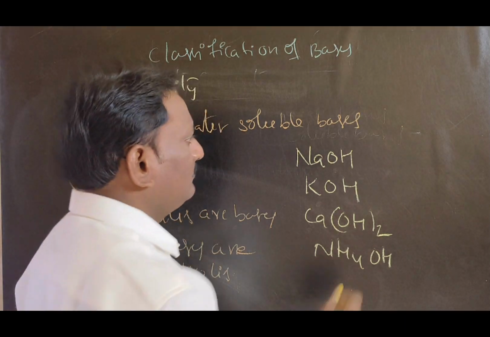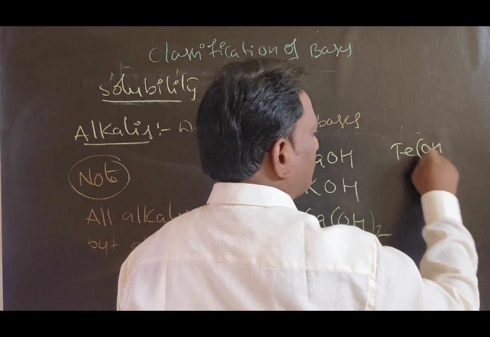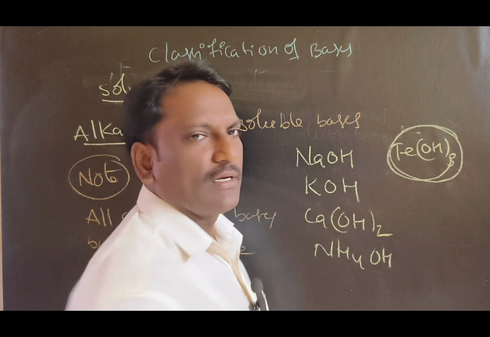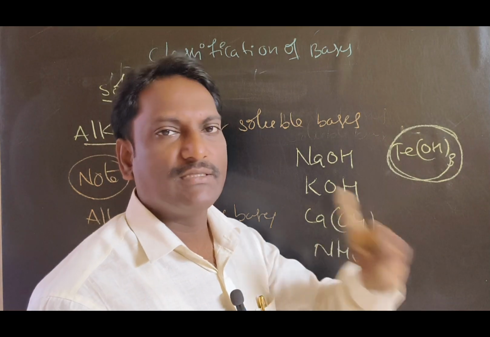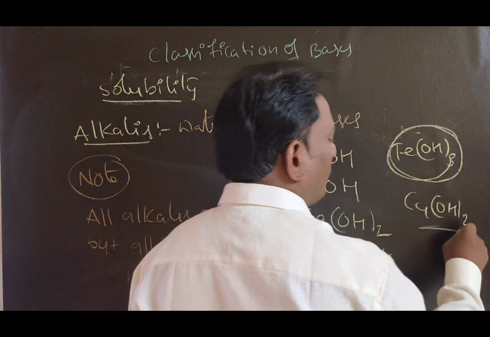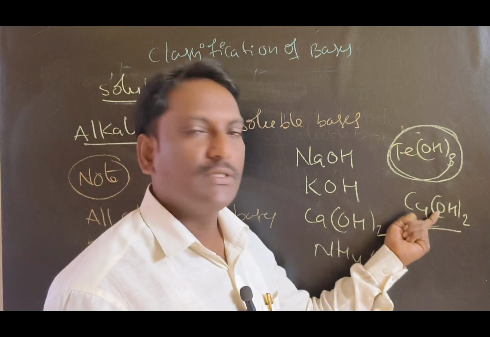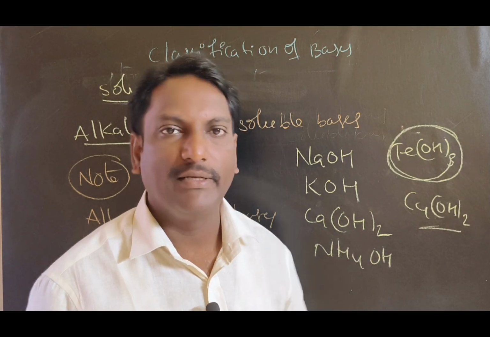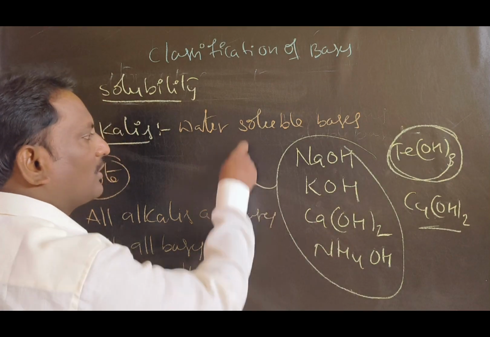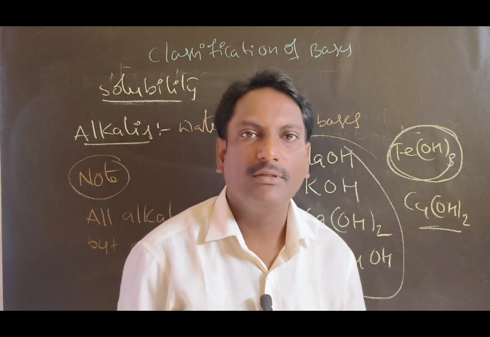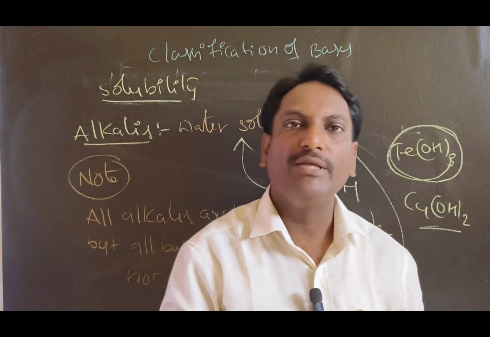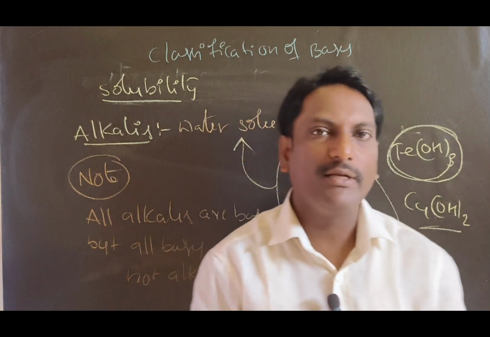Example, iron 3 hydroxide. It is insoluble in water, partially soluble. It's a base, but not an alkali. Copper hydroxide is partially soluble in water. It is a base, but it should not be considered as an alkali, because alkalis means water soluble bases. So these are the classification of bases based on acidity, based on strength, based on solubility in water.